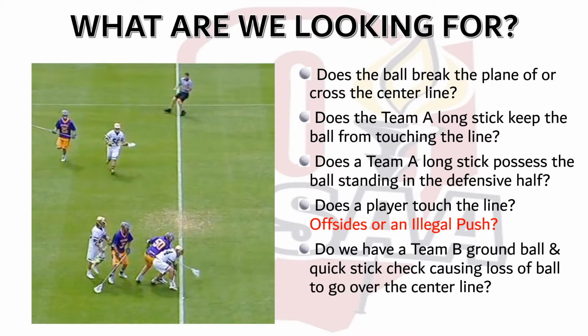Also, we need to know if Team B gets a ground ball, possesses, and Team A has a quick stick check where that ball flies out over the center line. If B possesses this ball, then we have a reset, and we need to start the 10-second count. If the ball is possessed in the defensive half of the field, that now becomes a 10-second count going the other way. So there's an awful lot going on here.